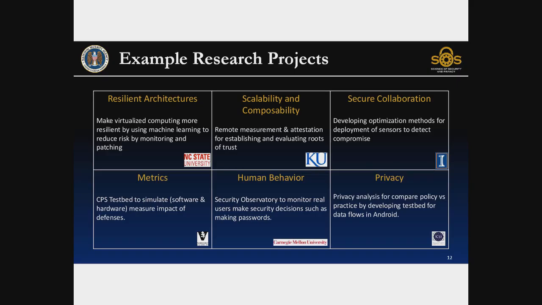So I'm going to actually go into, I have 6 sample research projects that we're working on. Right now we're about 20 research projects in total. Luckily, I chose a research project, one from each school and one from each hard problem, and then I added privacy to get a nice round 6. So let's talk about our research project we have at NC State in resilient architectures.